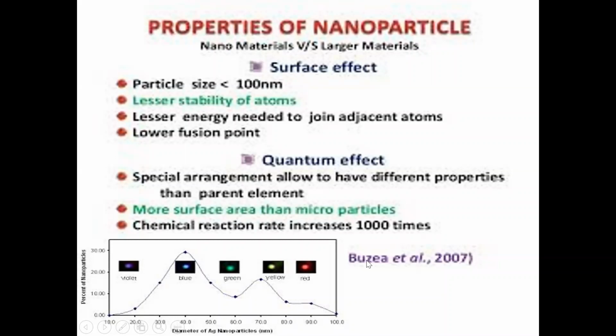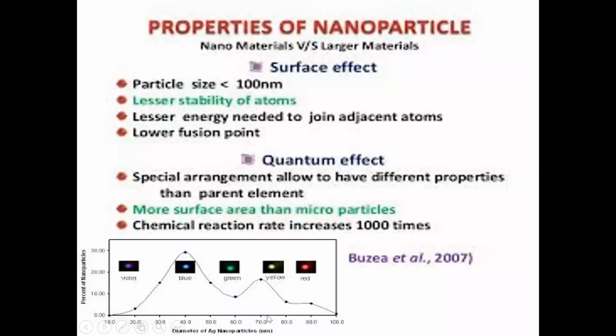This is all about the colorations: violet, blue, green, yellow, red. So these colorations depend on the diameter of these nanoparticles. If red, then around 900, this much is the size of the nanomaterials.